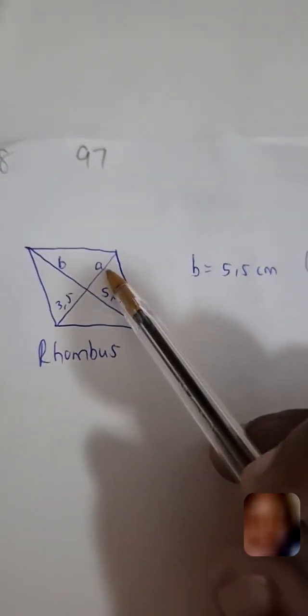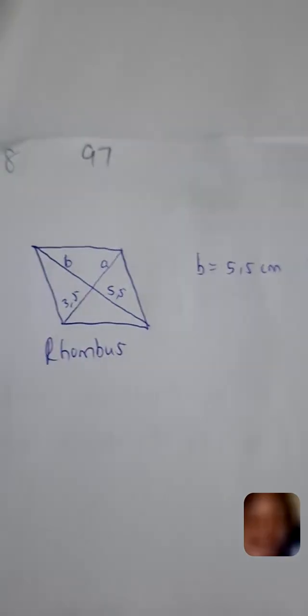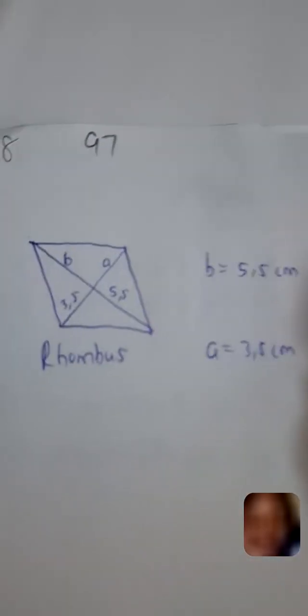And then the value of A, Kia? It's 3.5. Okay, awesome. A is equal to 3.5 centimeters. What's the reason? Diagonals of a rhombus bisect each other. Okay, you will always be winning as long as we know our reasons.